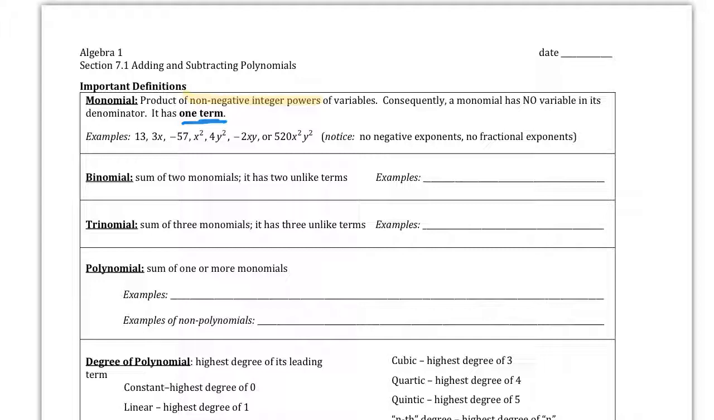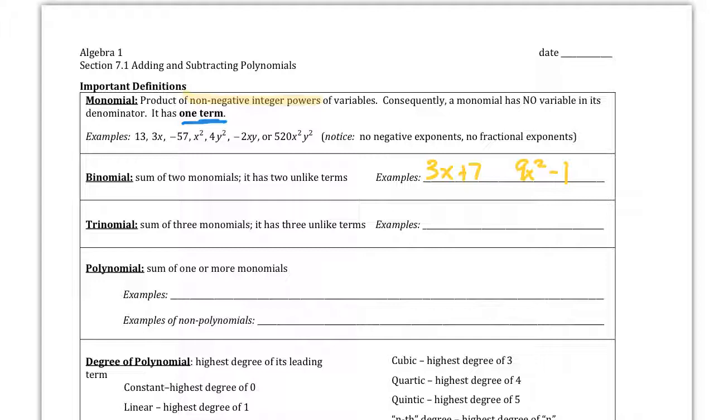Okay? Now a binomial, if you think bicycle, two wheels, binomial has two terms. Okay? And they have to be unlike terms because you couldn't combine them into one. So the sum of two monomials. All right, so a couple of examples might be 3x plus 7. Or another example would be 9x squared minus 1. Okay. Those are two examples of binomials.